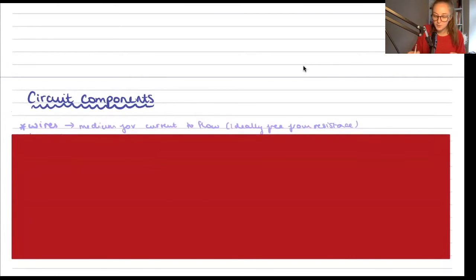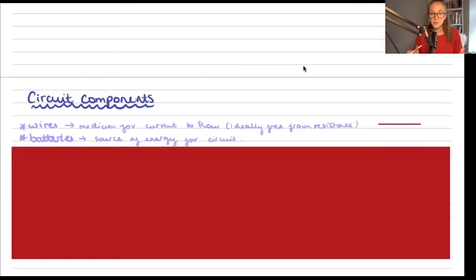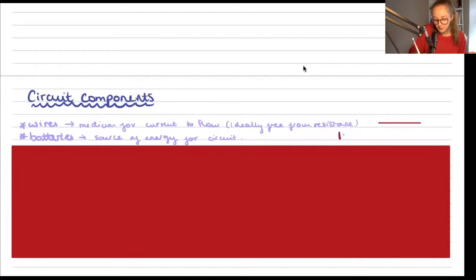So wires, I'm sure you're aware that the symbol is just a straight line in the circuit. This is just a medium for your current to flow, and an ideal wire has zero resistance. A battery would be the source of the energy for a circuit from a chemical source, and its symbol will look something like this, or a cell could be something like this, where the long side represents the positive side and the short side represents the negative side.